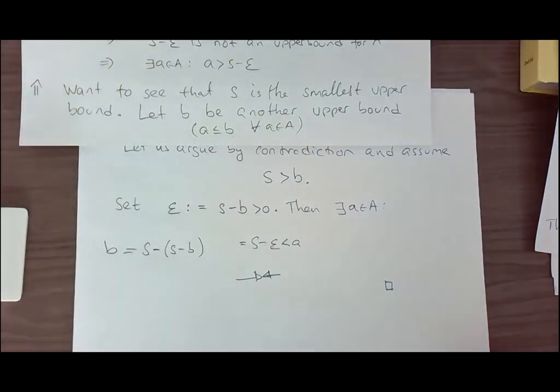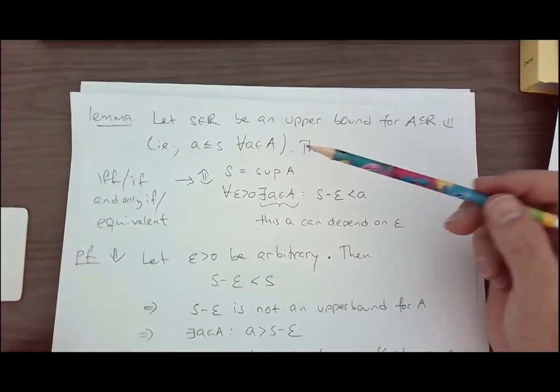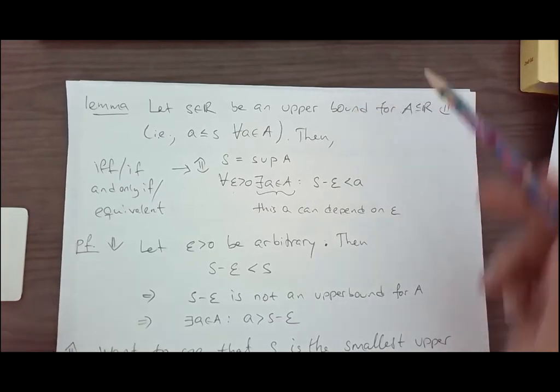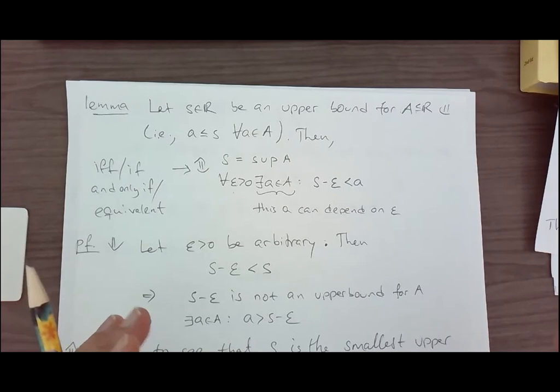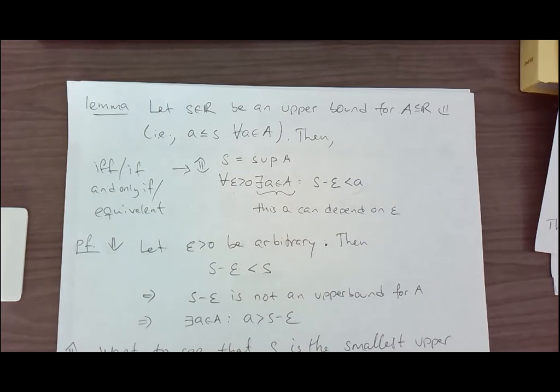So we have an equivalent characterization of this smallness property that the sup has. So sup, again, is a big number, but it is the smallest big number. And this property here is what encodes this smallness property that the supremum has.